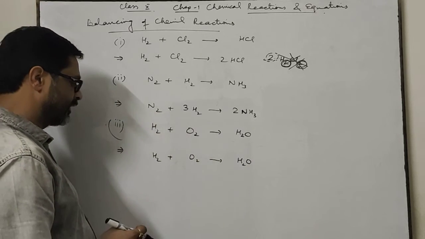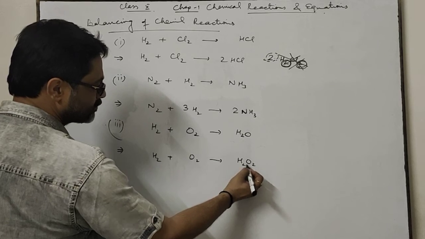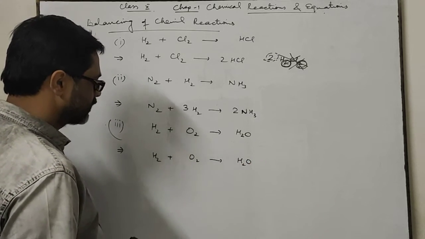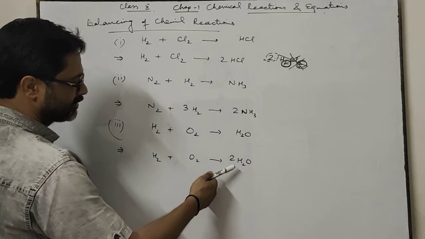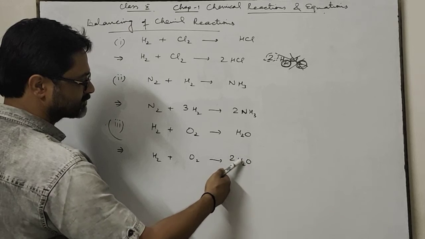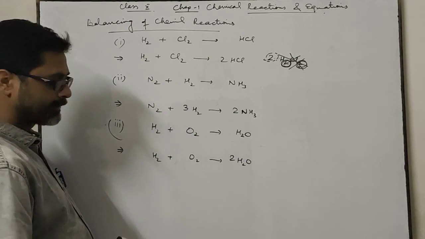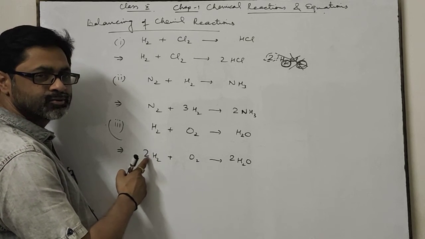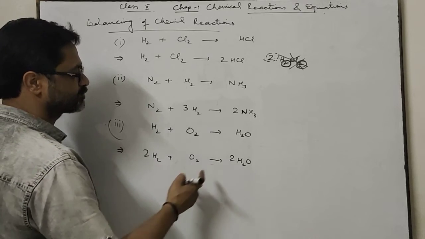Then what will I do? You can't change the subscript 2 here. This one is wrong. Where you write 2, 2 is written here. If we put 2 here, then oxygen becomes 2 and hydrogen becomes 2 times 2, that is 4. Hence, to balance this, we put 2 here, which means hydrogen becomes 2 times 2, that is 4, and oxygen becomes 2.